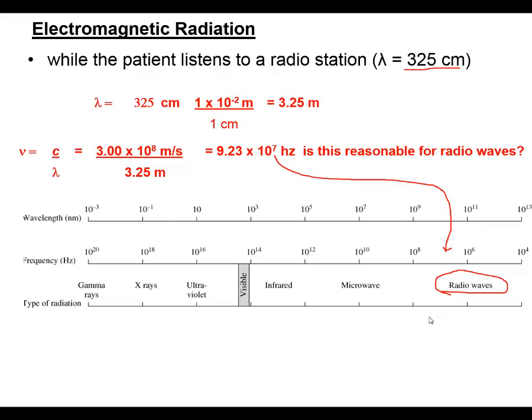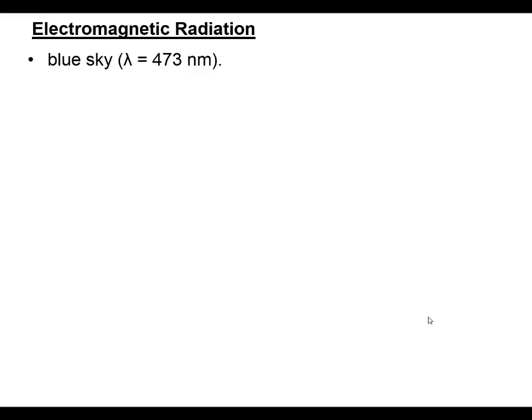The other thing we were looking at was the blue sky out the window, where we were trying to relax while they were doing all of our dental work. So the blue sky, we were told, had a wavelength, Greek letter lambda for wavelength, of 473 nanometers. So I need to convert from nanometers to meters. Hopefully you remember that a nanometer is 1 times 10 to the negative 9th meters. So I take 473 times 1 times 10 to the negative 9th meters for every 1 nanometer. That tells me that I have 4.73 times 10 to the negative 7th meters here.